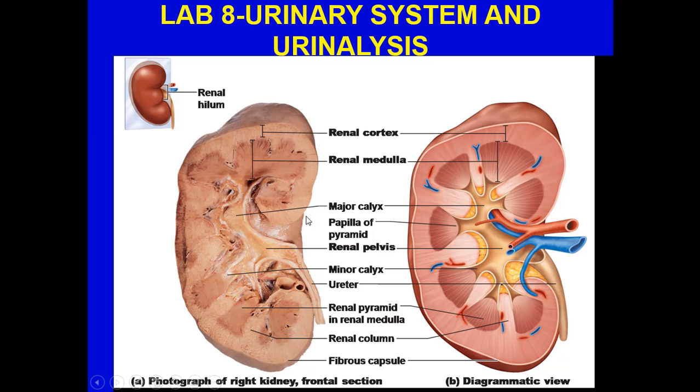Here would be an example of a right kidney, the frontal section. You can see definitely here the renal pyramids, the renal columns, okay, the minor calyx, the major calyx, and where it all empties into is into the renal pelvis and then down into the ureter, okay?